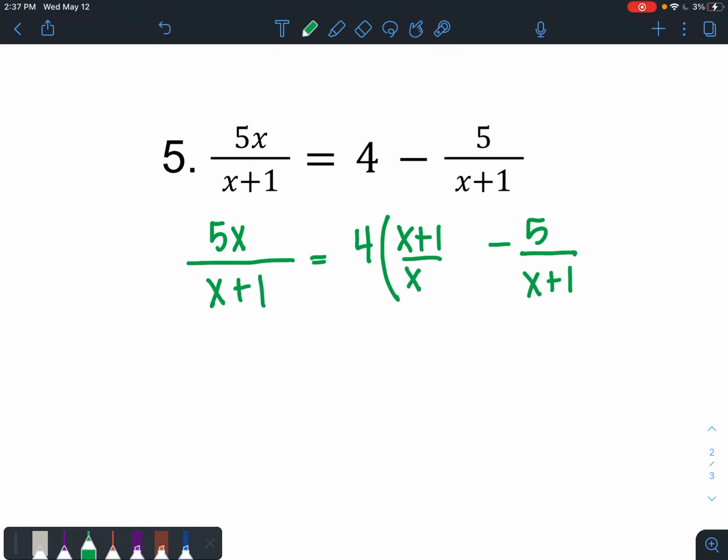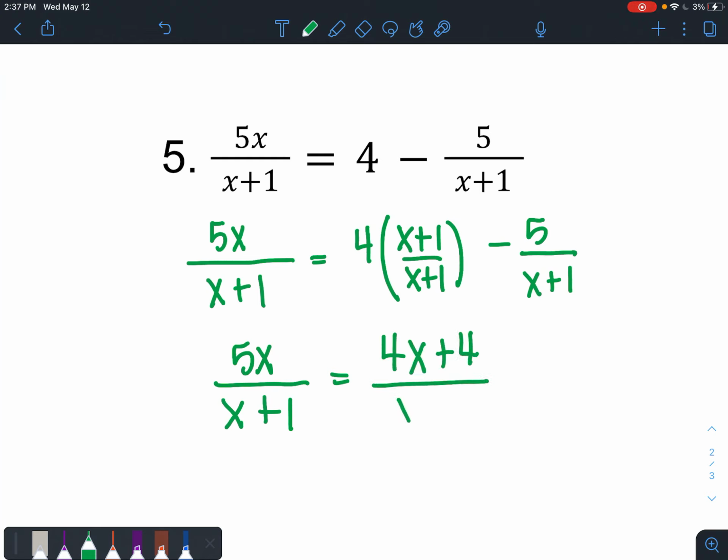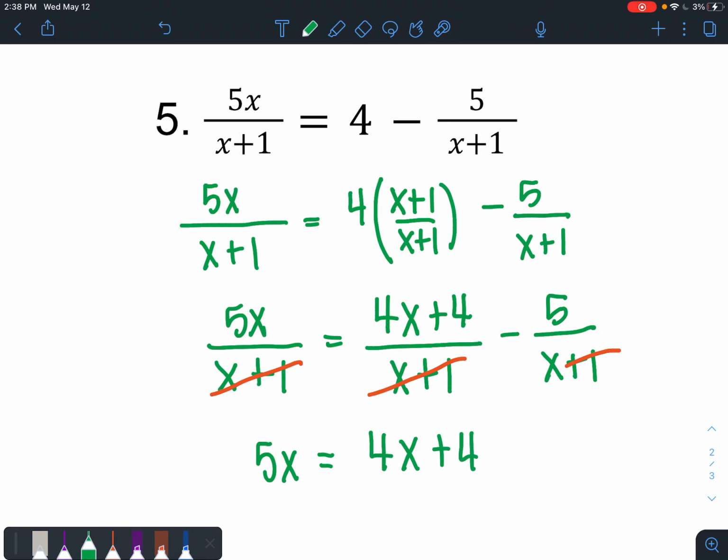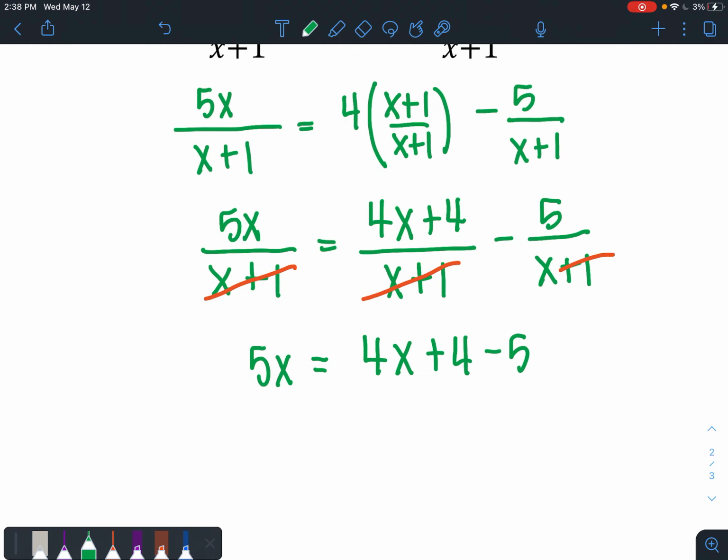Multiply by x plus 1 over x plus 1. So now I have 5x over x plus 1 equals 4x plus 4 over x plus 1 minus 5 over x plus 1. Now I can drop my denominator, and I have 5x equals 4x plus 4 minus 5. Now I can solve for x and combine like terms, so I have 5x equals 4x minus 1. Subtract 4x, and x equals negative 1.